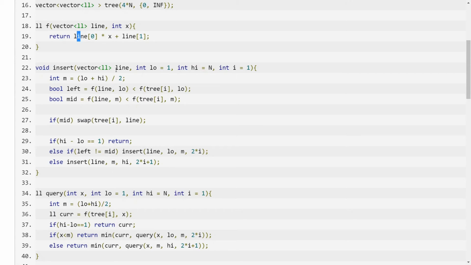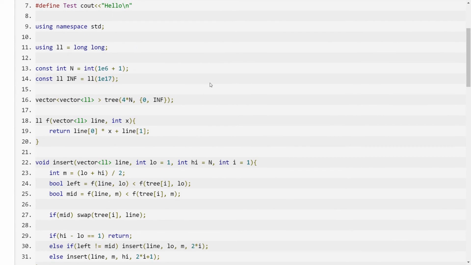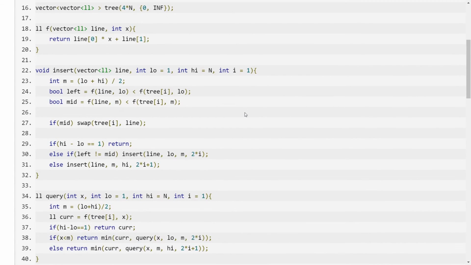We are inserting a new line which is called line. Strange, I haven't changed this name. I didn't see any other name, so I have just gone with line. I can call it new line or something. And we have a low value which is initially initialized with 1 because our range, if you remember, is from 1 to 10 to the power 6, and high value is n. N is exclusive because I've already told I'm using low inclusive, high exclusive. That means if low is 1, high is n, then we are only considering from 1 to n minus 1, and n minus 1 is 10 to the power 6, which served our purpose because hi cannot exceed 10 to the power 6. This i is 1, as we have already discussed, the initial node is 1.